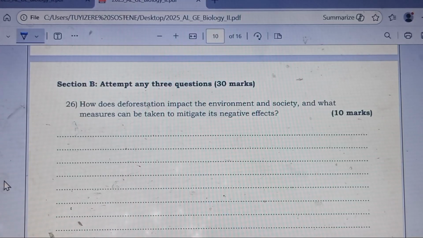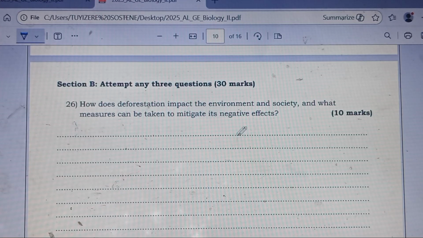Let us continue with section B. For section B, allow me to give you the marking guide after this exam, but let me put a summary.